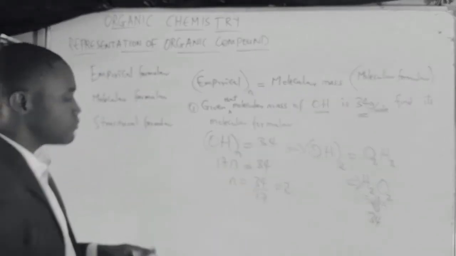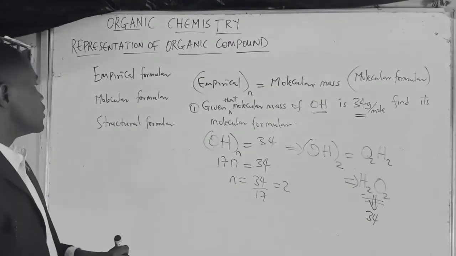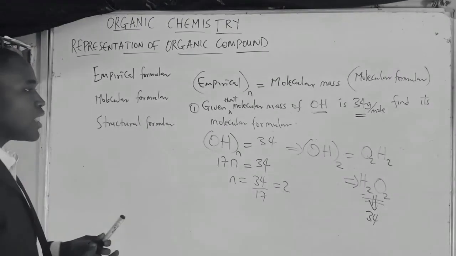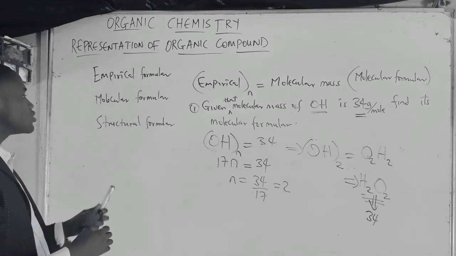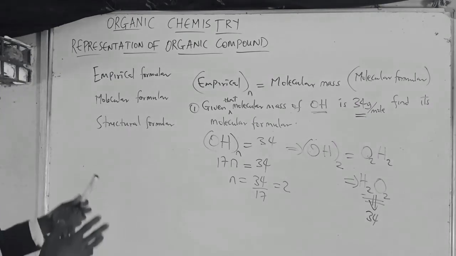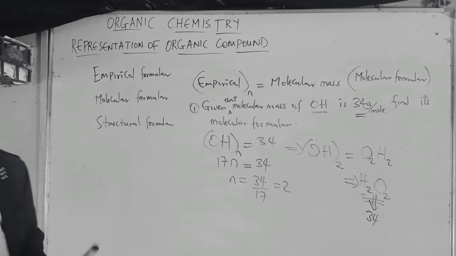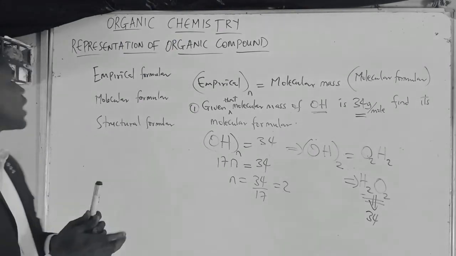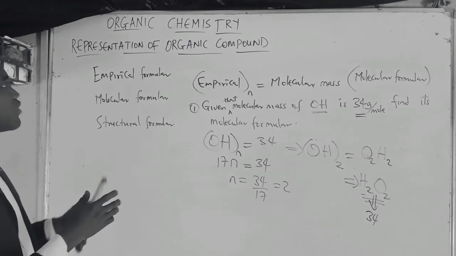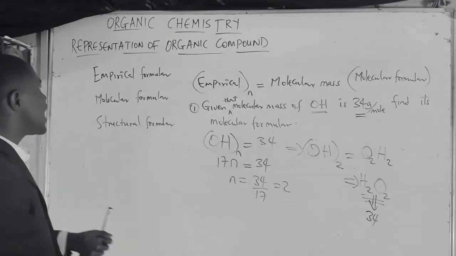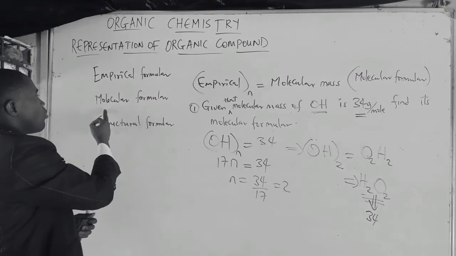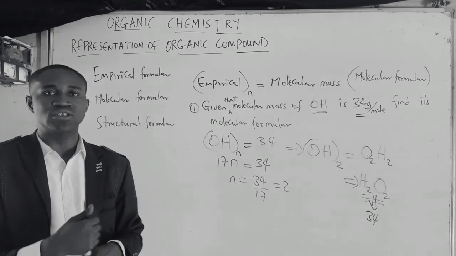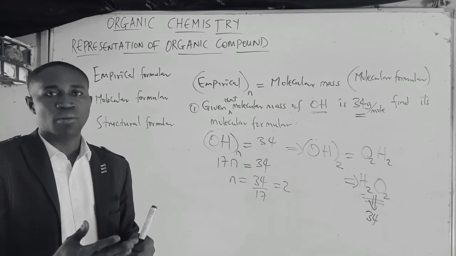This is hydrogen peroxide. Then we say structural formula simply means the formula that shows how the atoms of the compounds are being bonded together. So these are the three possible ways you can represent a given organic compound, either as empirical formula, molecular formula, or structural formula.